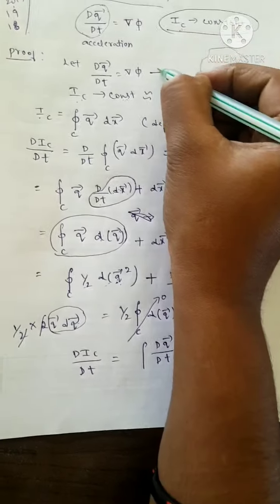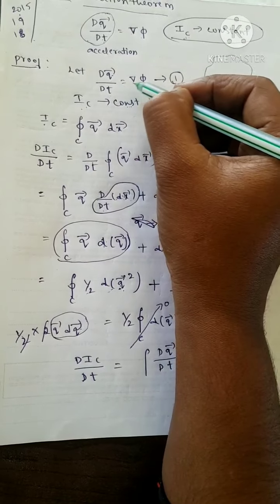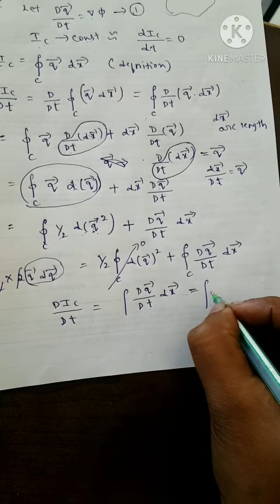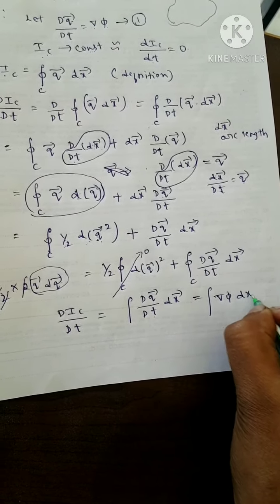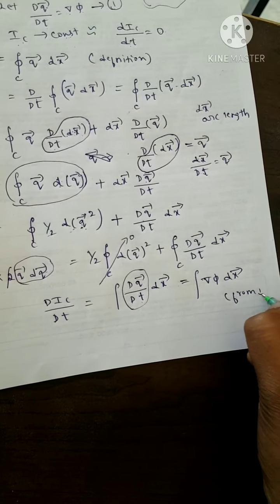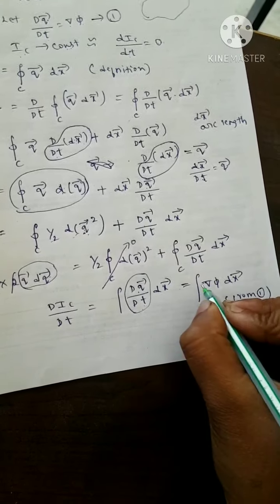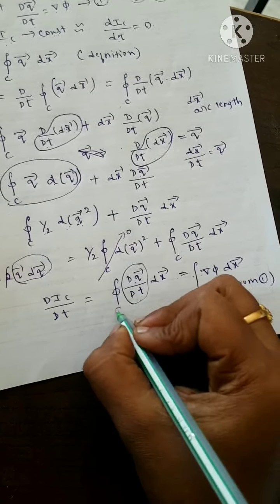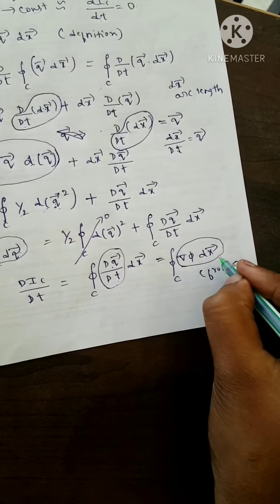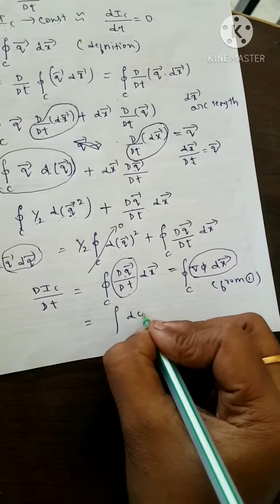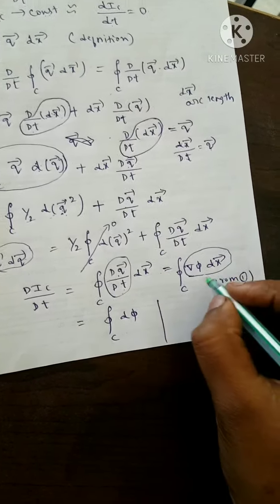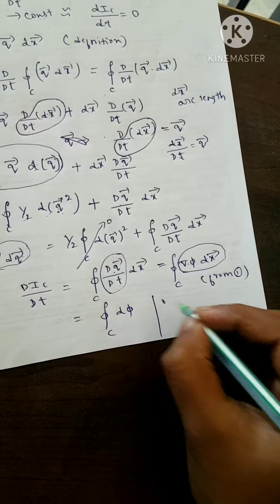Now what I have assumed from equation 1 is that the velocity can be written as the gradient of some scalar function phi. So let me replace q with del phi into dx. From equation 1 I have expressed the velocity vector as the gradient of some scalar function. Clear? Now I can write del phi into dx as d phi.